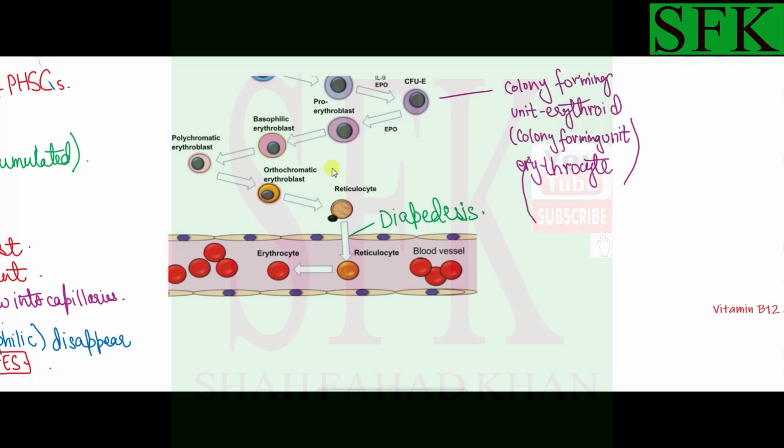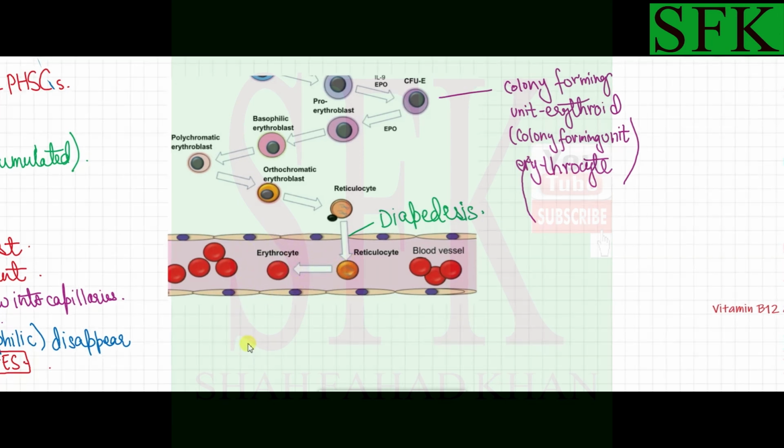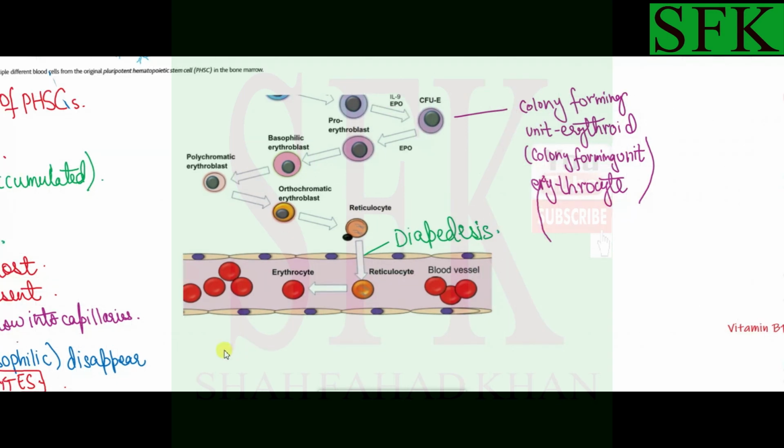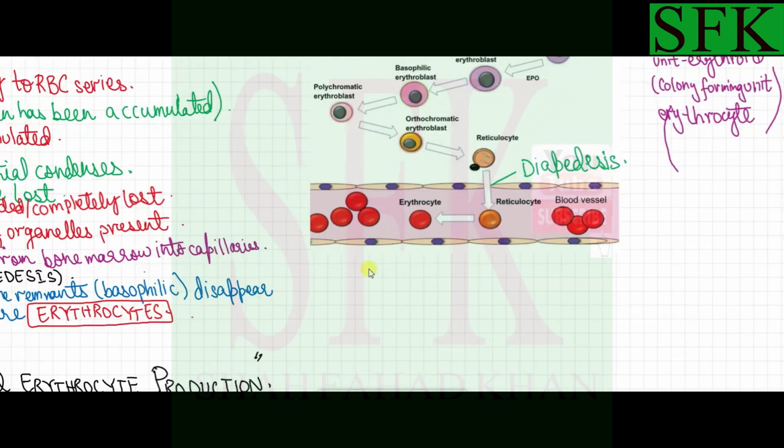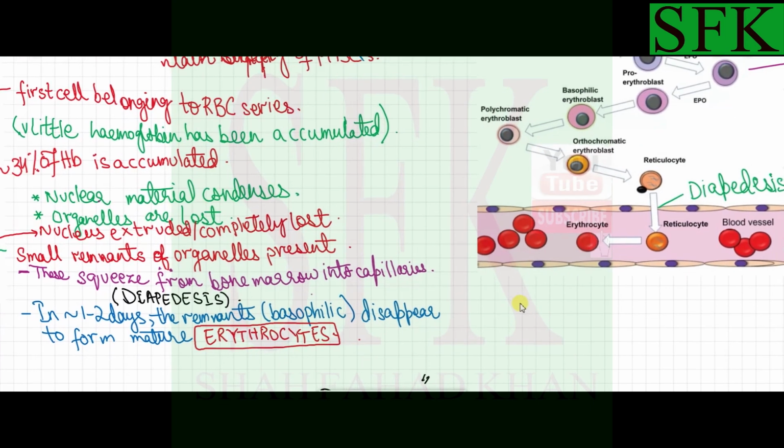extruded from the cell, and then these reticulocytes through diapedesis enter the blood capillaries. Diapedesis is the squeezing of these cells into the blood capillaries. Then in the blood capillaries, they stay in the reticulocyte stage for 1 to 2 days, and then finally mature into mature erythrocytes. So this was pretty much it for the maturation of erythrocytes and of different bone marrow components giving rise to different cells.